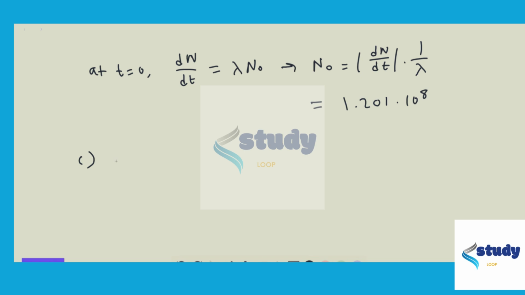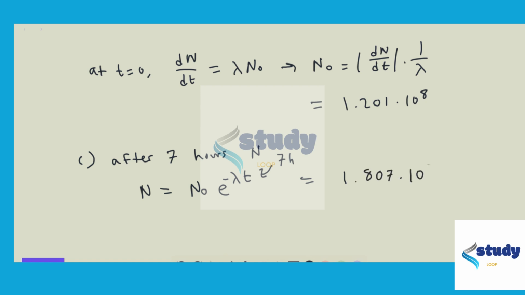So now for part C, we want to find, after 7 hours, how many nuclei are still present. So this simply follows from, again, using the exponential decay formula, N naught times e to the minus lambda t, where all these are known quantities, and we simply plug in 7 hours for the time, and we'll find that N is equal to, after keeping our units straight, 1.807 times 10 to the, and that's how many nuclei are present after 7 hours.